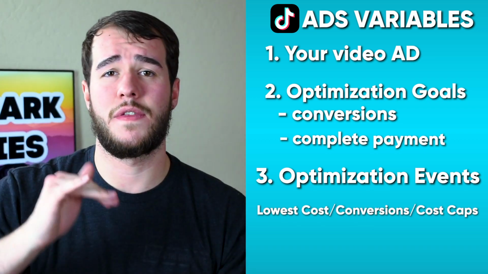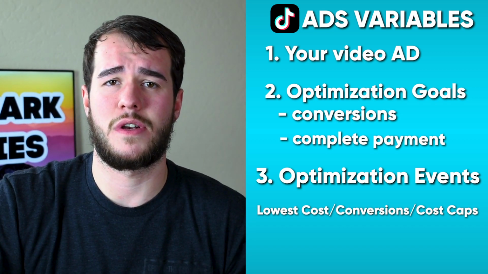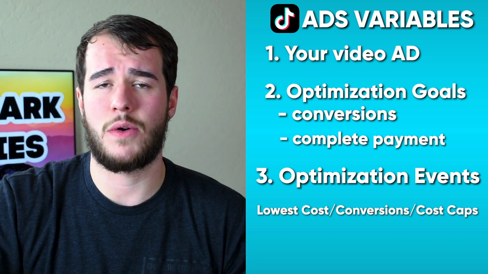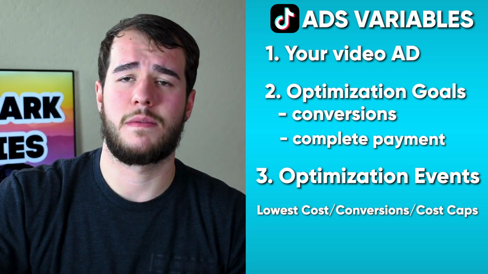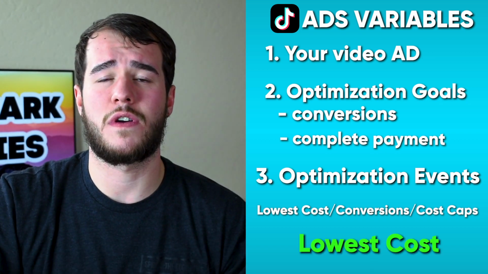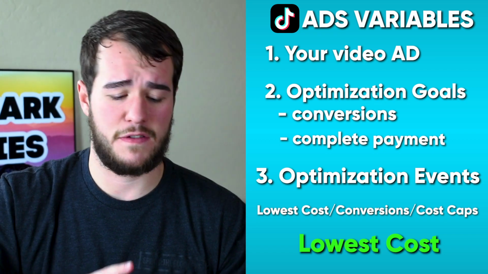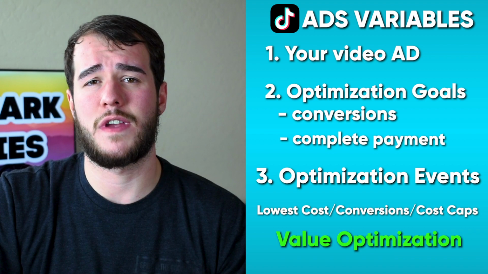So these are actually on the very bottom of an ad group where you actually select what the optimization event is. It's not where you click complete payment. It's totally different down towards the bottom. And usually when we're testing products, if you refer back to my testing product strategy video, we're just gonna start off doing lowest cost. But down the road, I highly encourage you to test out cost caps, and I also encourage you to test out value optimization.